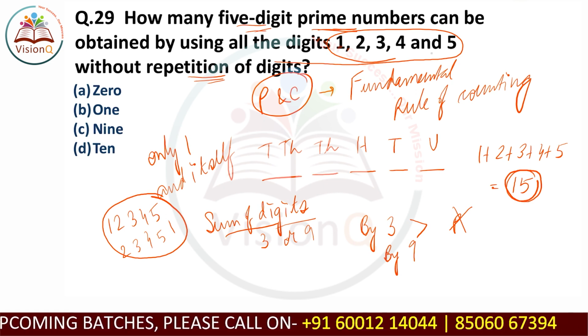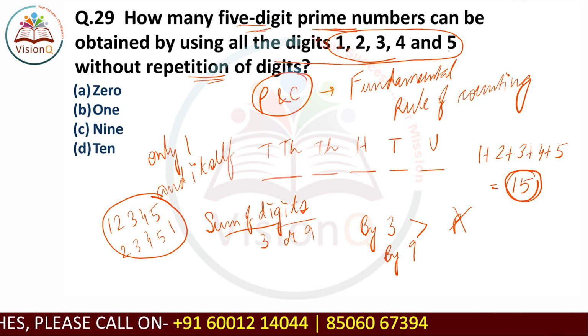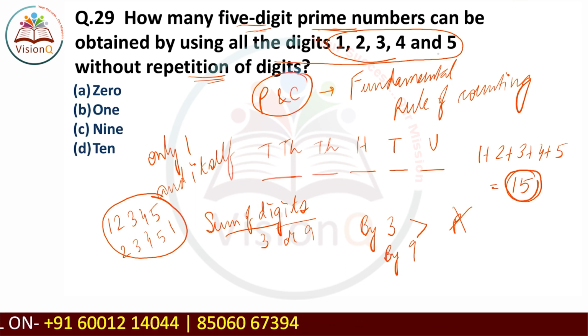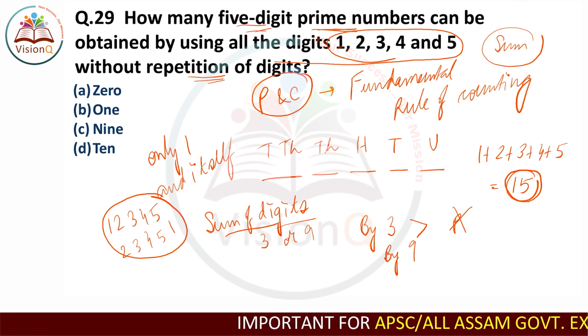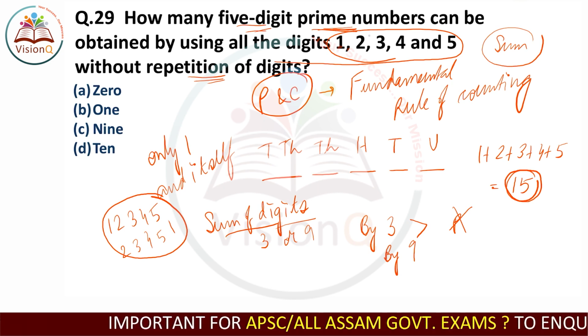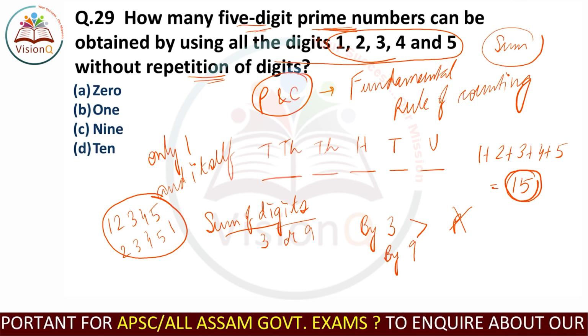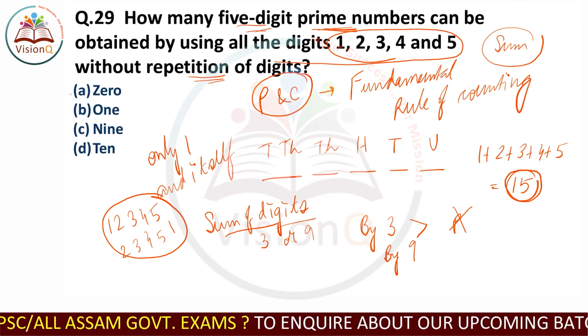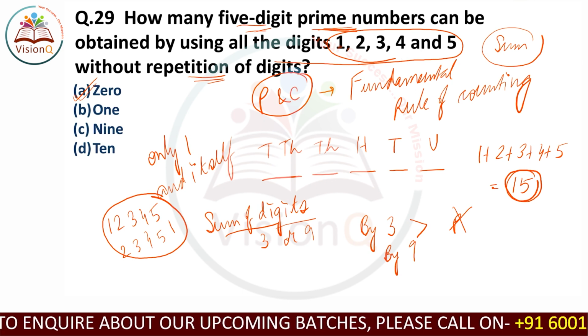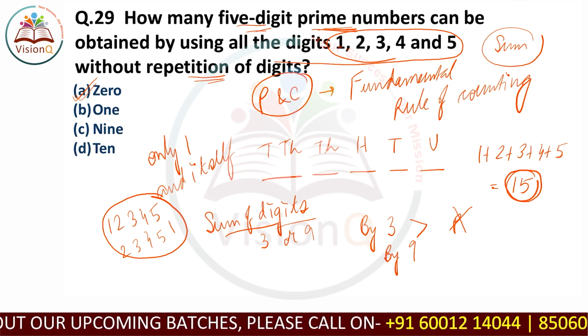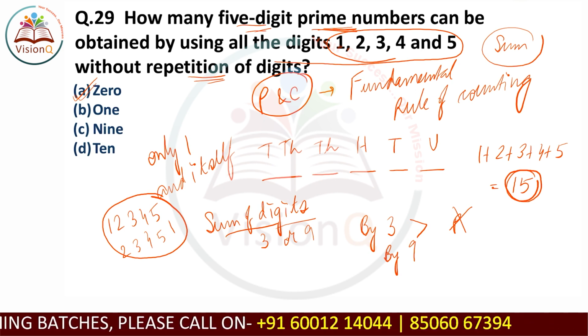That means no prime number is possible to be formed using these digits 1, 2, 3, 4 and 5. So such questions can be done easily. Always you need to find out the sum of digits, if the question is about a prime number, maybe 2-digit, 3-digit, 4-digit and so on. The answer is option A, 0. That means no prime number is possible to be formed using only these digits 1, 2, 3, 4 and 5.